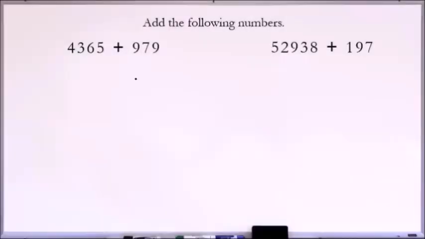The question says add the following numbers. We've got two sets of numbers here. We've got a set here and we've got another one here. And this says 4,365, and we wish to add 979. And on the right hand side here, we've got 52,938, and we'll be adding 197.